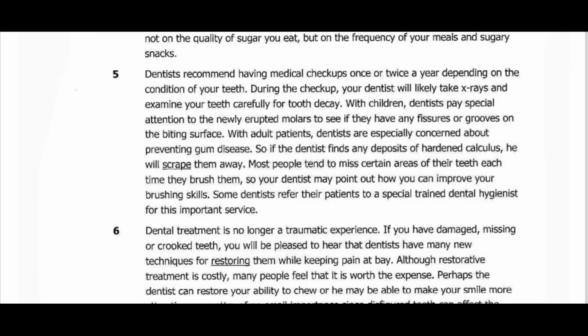So if the dentist finds any deposit of hardening calculus, he will scrub them away. Most people tend to miss certain areas of their teeth each time they brush them. So your dentist may point out how you can improve your brushing skill. Some dentists refer their patients to a specially trained dental hygienist for this important service.